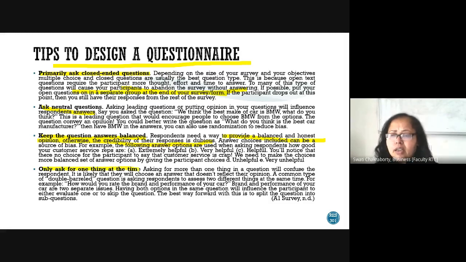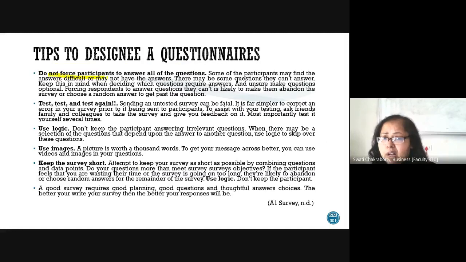Only ask one thing at a time. For instance, if you ask two questions at a time in one question, that's bound to confuse your respondent. If you say, how do you rate the brand and performance of your car? These are two different things, so ask separately. Do not force your participants to answer all the questions, right? Because some participants may find the answers difficult and may not want to answer, so you should not force them.